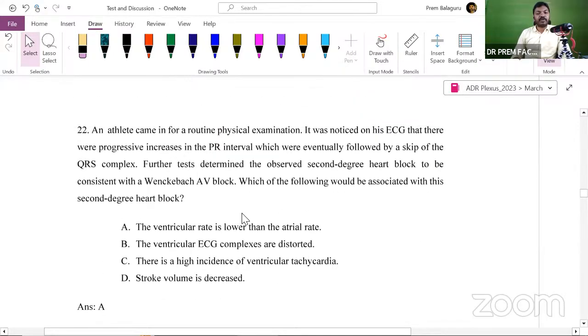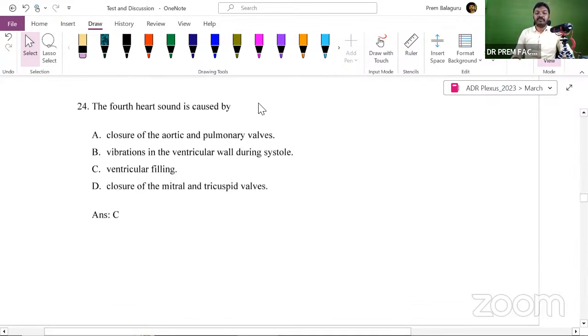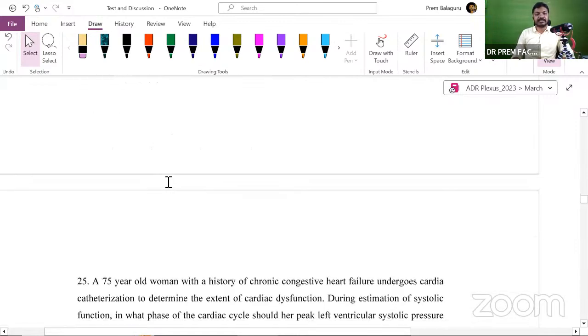Question 22, ventricular rate is lower than atrial rate. There is a second degree AV block. Obviously, ventricular rate is going to be lesser than atrial rate. For question 23, which channel contributes to rapid depolarization? Sodium channels. Option A. Fourth heart sound, when is it heard? Option C, ventricular filling is the right answer.